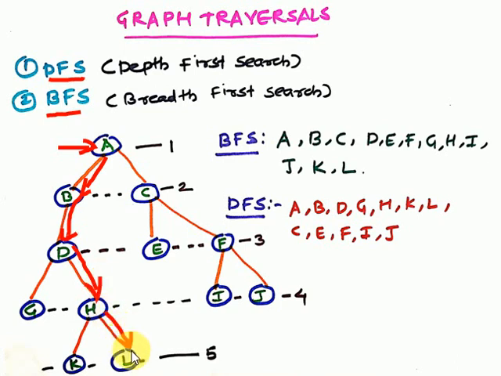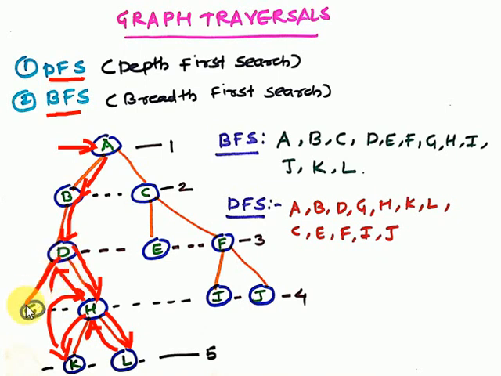Now once I come to L, there is no other vertex connected with L, so I'll go back to H, then H has one more vertex remaining, K, so I'll take K. Now K doesn't have any other vertex remaining to be traversed, so it will go back to H. Again from H we'll go to D.